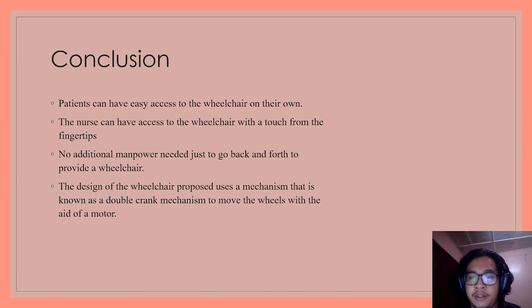And there is no additional manpower needed just to go back and forth to provide a wheelchair, and the design of the wheelchair proposed uses a mechanism known as a double crank mechanism to move the wheel with the aid of the motor. This will ensure the movement of the tires is uniform and will not lead to any further problem. That's all. Thank you.